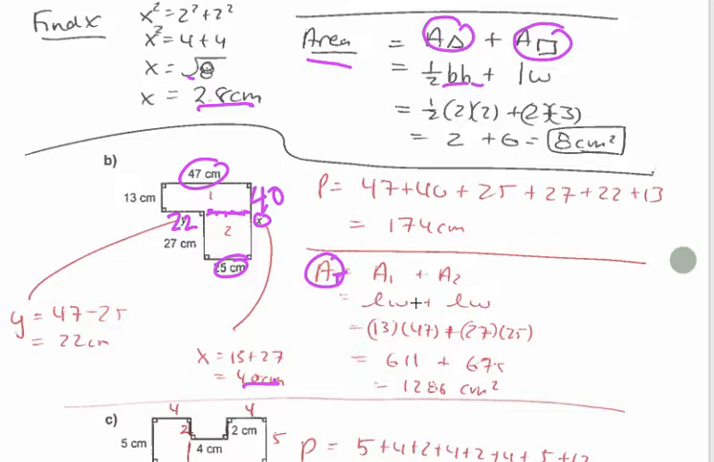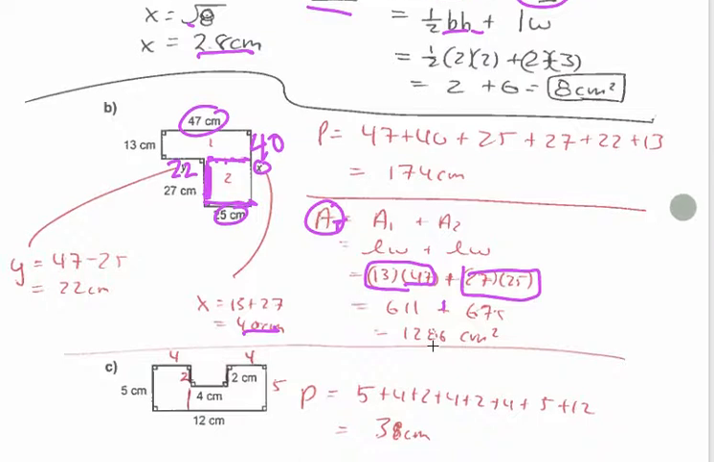They're both rectangles, so it's length times width. Area 1 is 13 by 47. Area 2 is going to be 25 by 27. Did I say 47 here? I meant 47. 13 by 47. And this is 25 by 27 or 27 by 25. Multiply, multiply, add them together, get the total area.